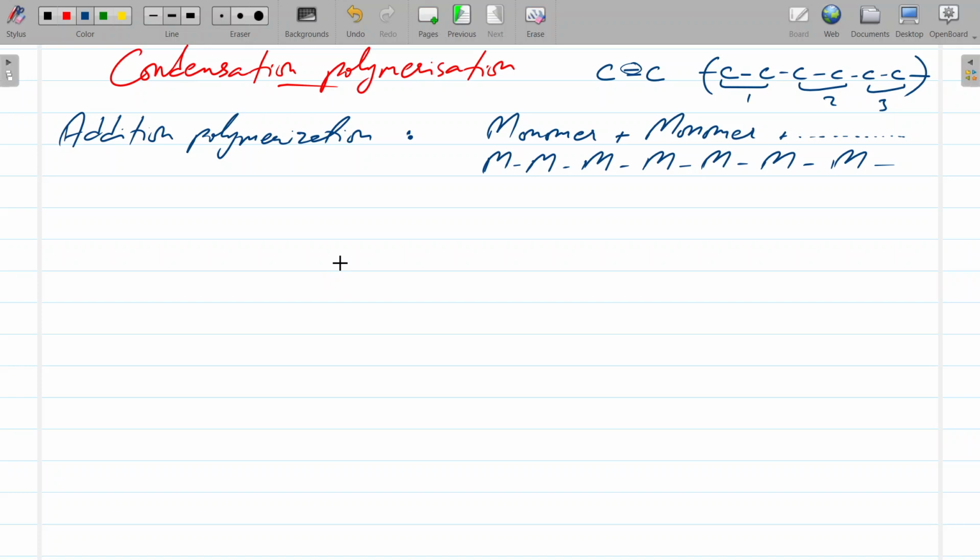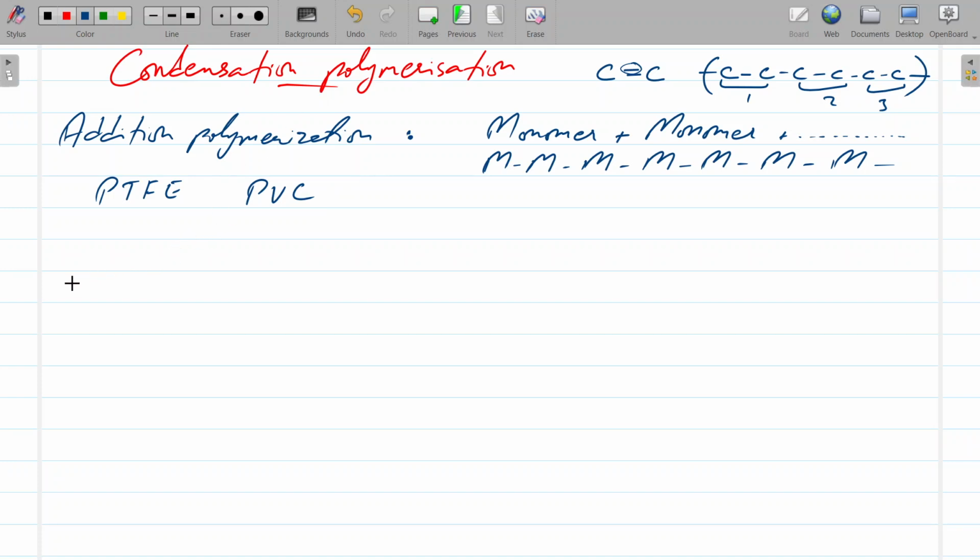We saw examples of that with polyethene and the polytetrafluoroethene, sorry, and the PVC, and the others. I believe they are mentioned in the going further part of the text, but still. Right, so those are examples of addition polymerization.